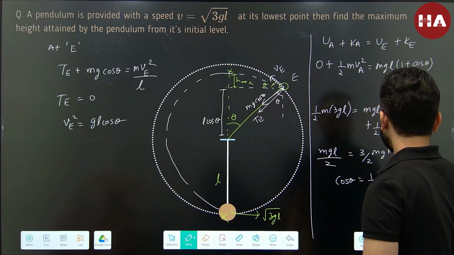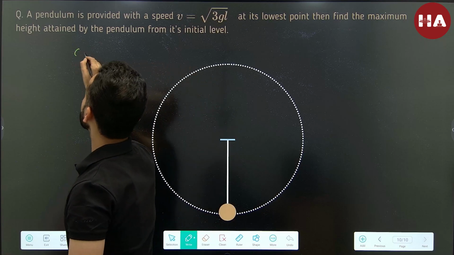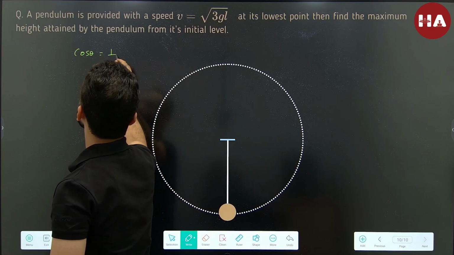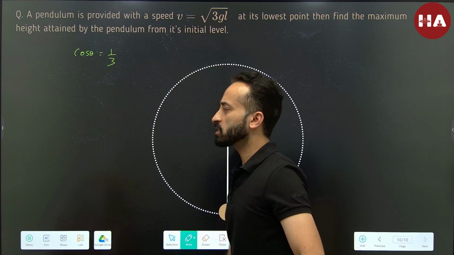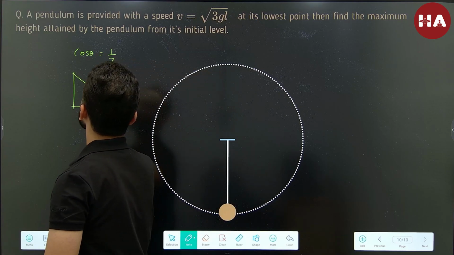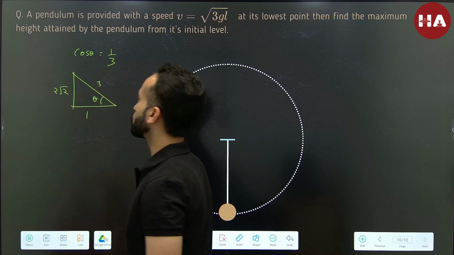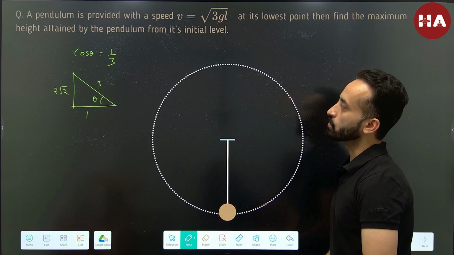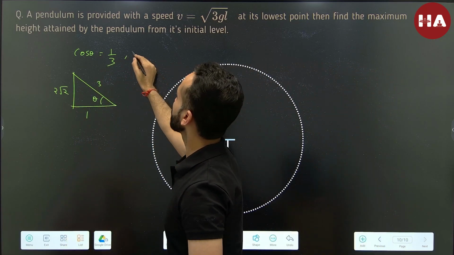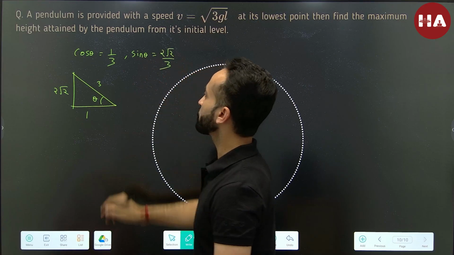So let's do this. What is the value of cos theta? Cos theta value was 1 by 3. Let's quickly do one thing. If cos theta is 1 by 3, let's draw this triangle. This is 1, this is 3. Then this is going to be 2 root 2. So we can calculate the value of sin theta also using this triangle. That's going to be 2 root 2 over 3.